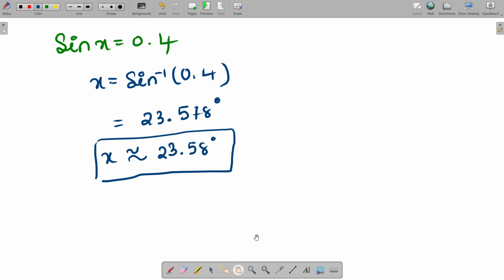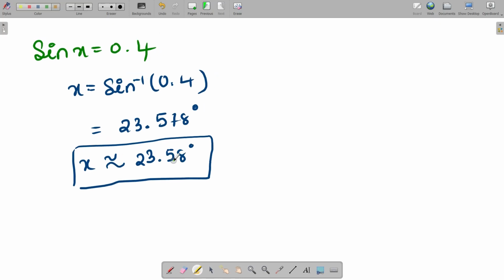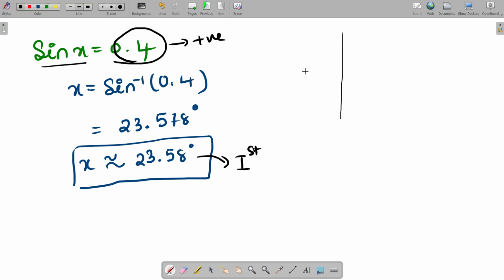Now, notice this. The value of x, the angle that I've got, lies in the first quadrant. And here, the sine value that we got is 0.4, which is a positive value. Sine is also positive in one more quadrant other than the first one. That quadrant is second. So let me just draw the figure quickly. So this angle that I've got just now is 23.58 degrees.